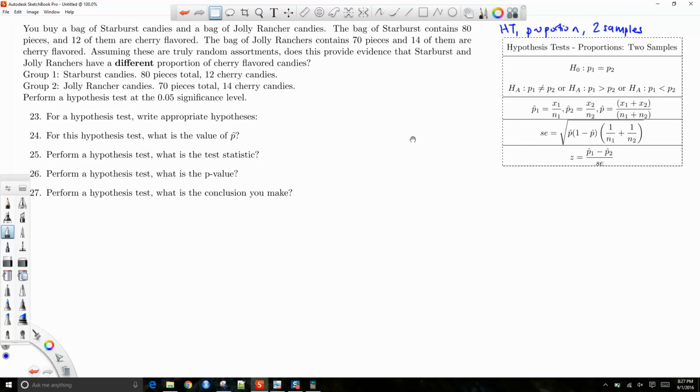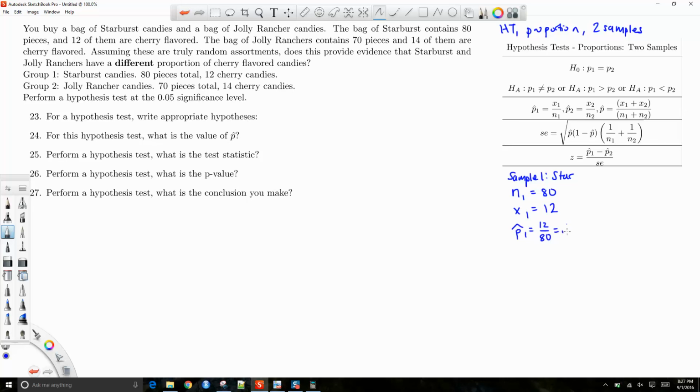All right, and then let's go ahead and label all of the values that we'll be using. Okay, so sample 1 will be the Starburst, and there we have a total of 80 pieces. Our N1 is 80, and our X1, which is how many that are cherry flavored, is 12. This gives me a P hat 1 of 12 over 80.